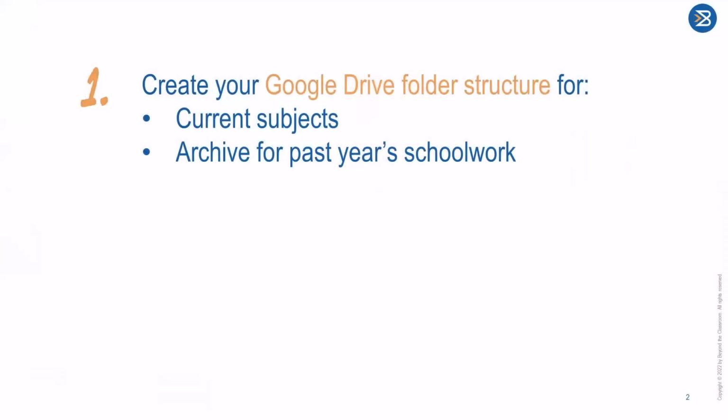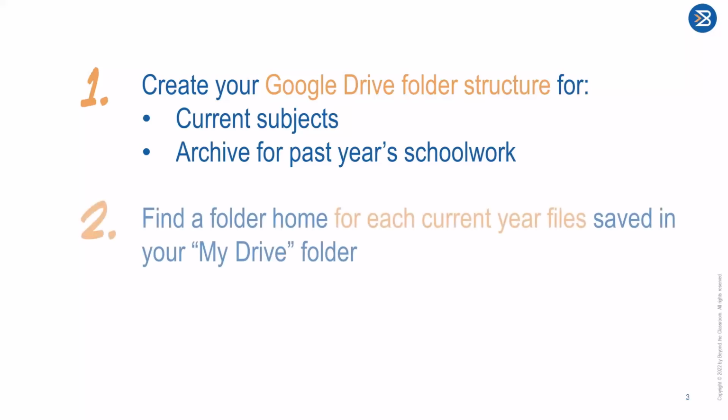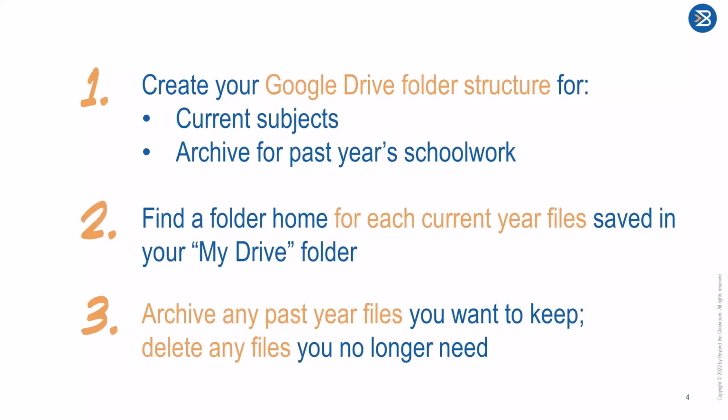First, create your Google Drive folder structure for both your current subjects as well as an archive for past years' schoolwork. Make sure your folders are color-coded to align with your email labels and your paper folders. Second, find a folder home for each of the files that are saved in your My Drive folder. Prioritize organizing your current year files. And third, archive any files that you want to keep from past school years. Delete any you no longer need.